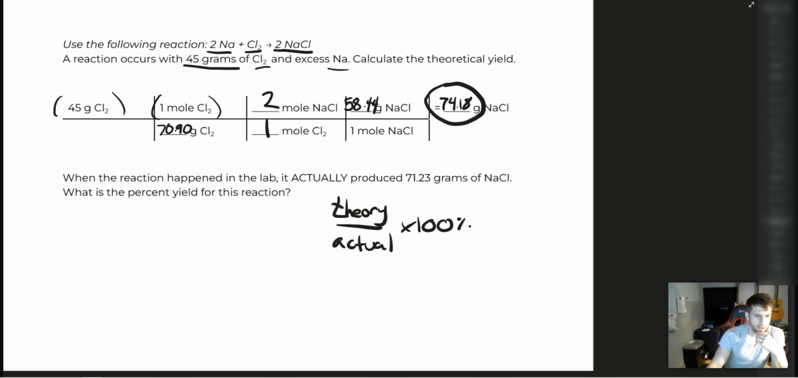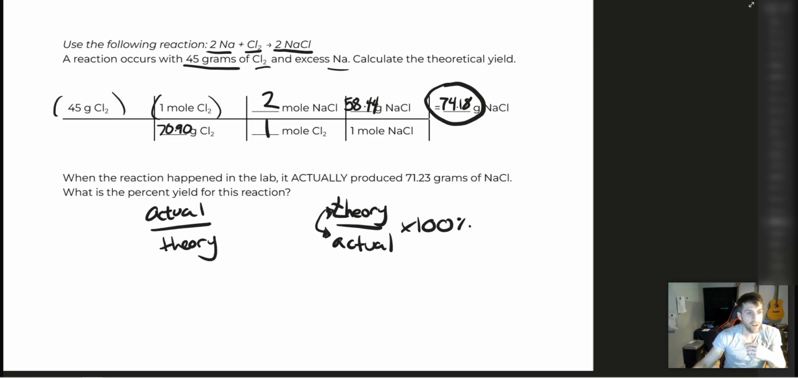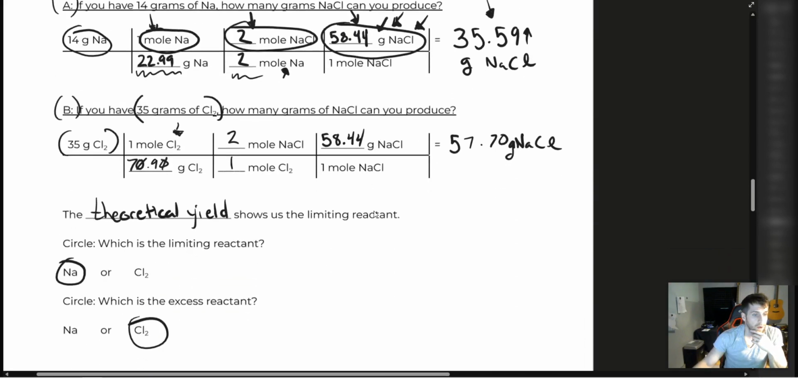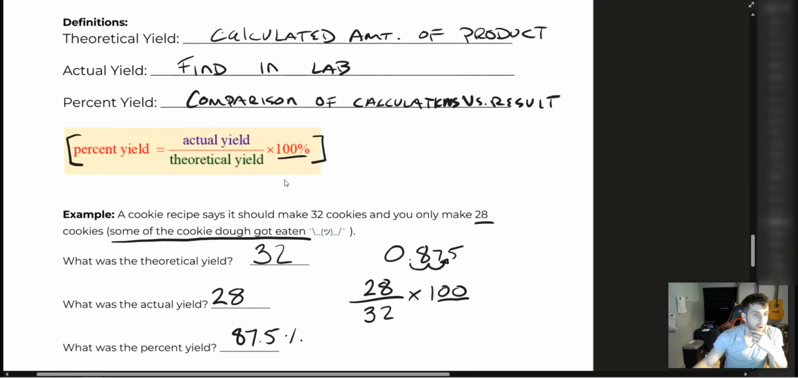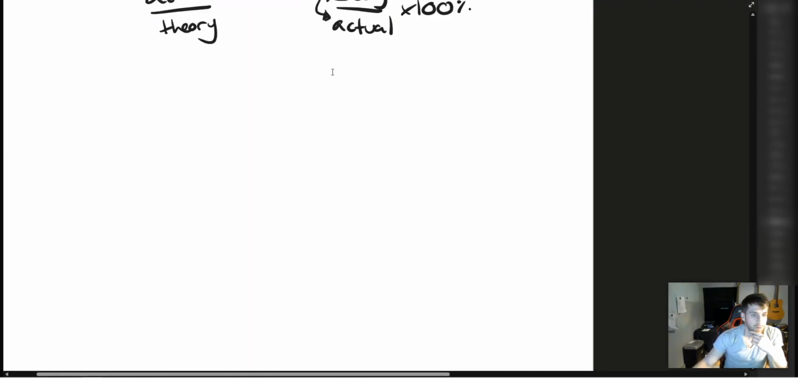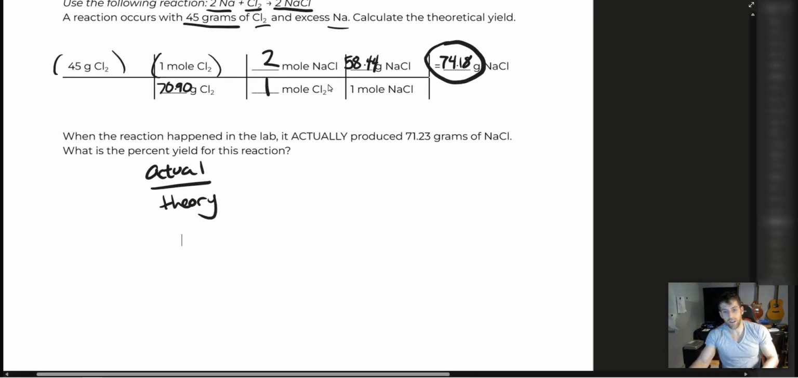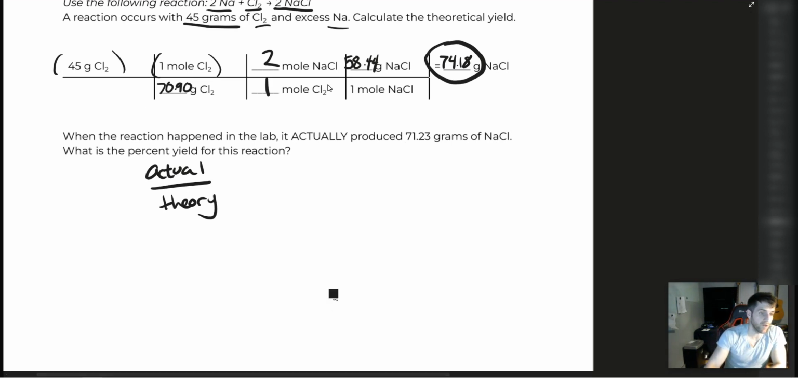Or actually, I think I got this incorrect. I think we need to flip-flop that. It's going to be actual over theory. Let's see if my theory is correct here. So if we go up and look at what we wrote down, actual over theoretical. Yep. Actual over theoretical. So let me go ahead and erase that. It's always fun. Every time I do something new, or rather do something I haven't done in a while, I find my own mistakes. That's good. And we times this by 100%.